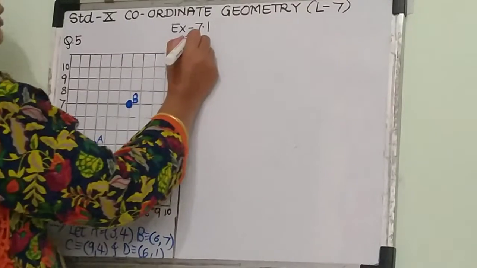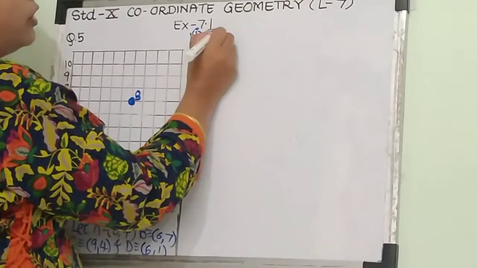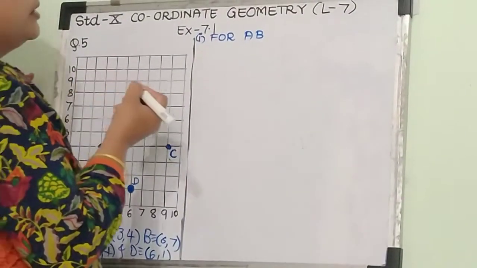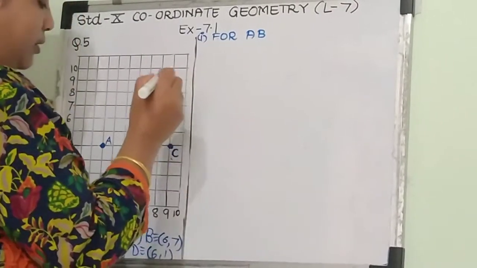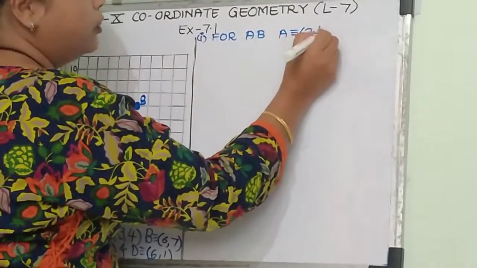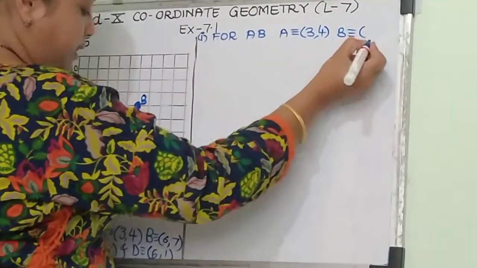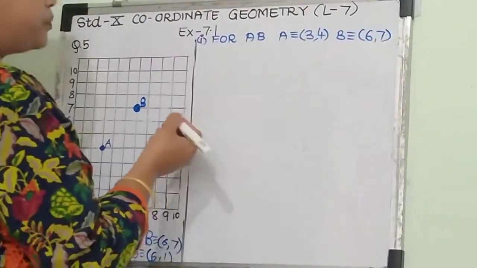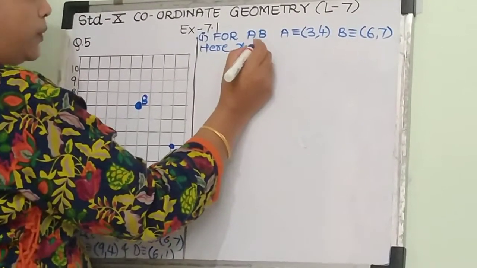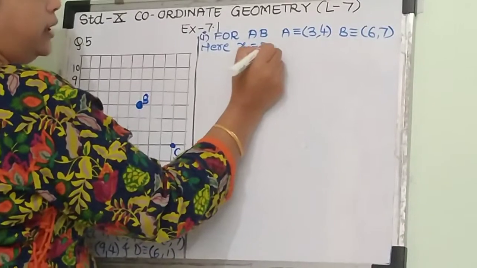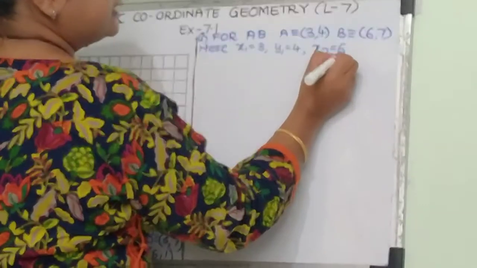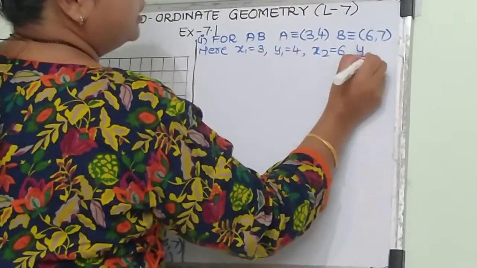Now first we are going to solve for AB. Correct? So first for AB, we know A's coordinates and B's coordinates. A's coordinates will be 3, 4 and B's coordinates are 6, 7. So here we can write x1 equal to 3, y1 equals to 4, x2 equals to 6 and y2 equals to 7.